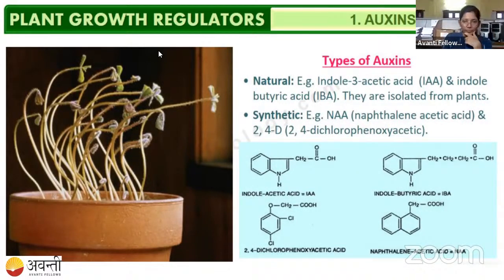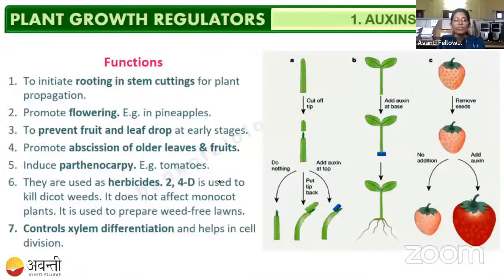Is it clear? The historical background of this auxin, how this auxin has been produced, and where we have seen the auxin mainly: in the tip of a stem, right? Mainly we have seen this in the tip. Now, let us see the function of the auxins. If the auxin is present in the plant, how it will regulate the growth, that is the function of this auxin.